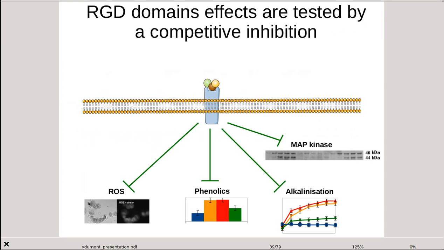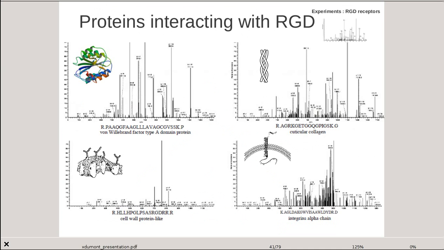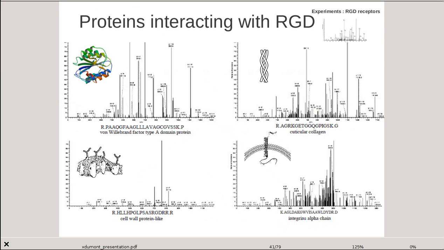So, RGD inhibits all of the key elements in the putative integrin response pathway: MAP kinase, ROS, phenols, and alkalization. The next step is to identify the partners interacting with RGD. Therefore, the authors use trypsin to fragment these partners when binding to RGD. Then, they analyze and sequence the fragments by mass spectroscopy. The results lead to four families of proteins.